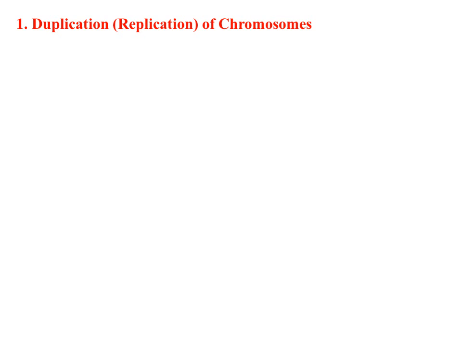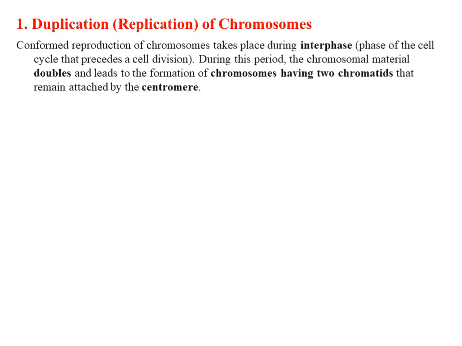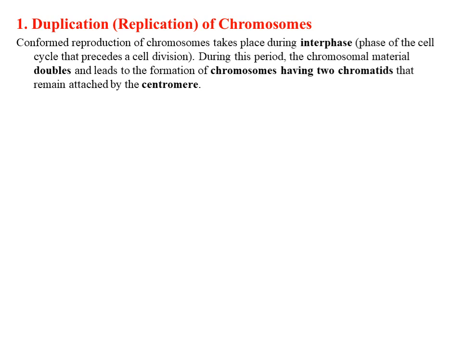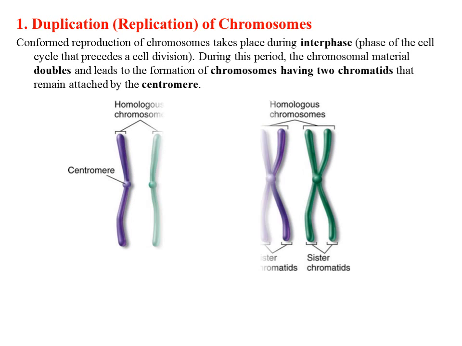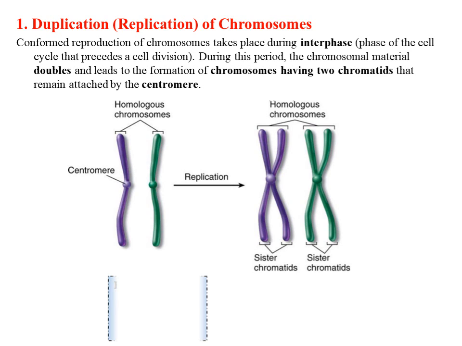First, duplication or replication of the chromosomes. Interphase is a phase of the cell cycle that precedes a cell division. Conformed reproduction of chromosomes takes place during this phase. Homologous chromosomes each consist of one chromatid. During this phase, the chromosomal material doubles and leads to the formation of chromosomes having two chromatids, two sister chromatids that remain attached by the centromere.